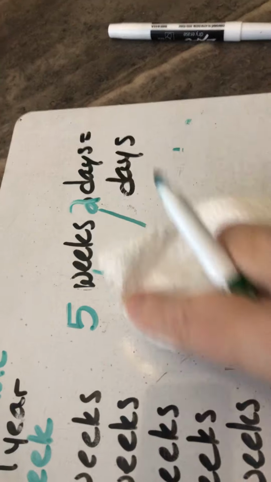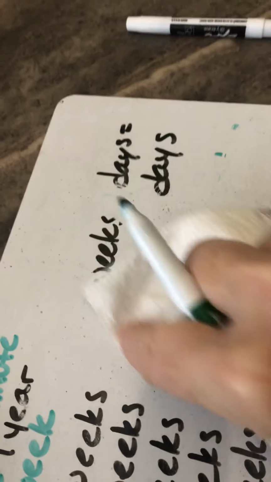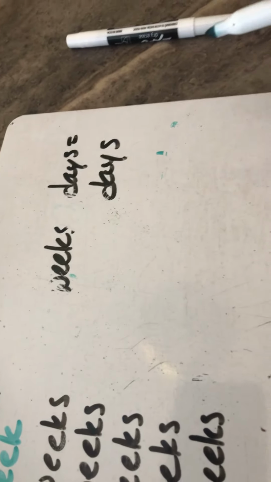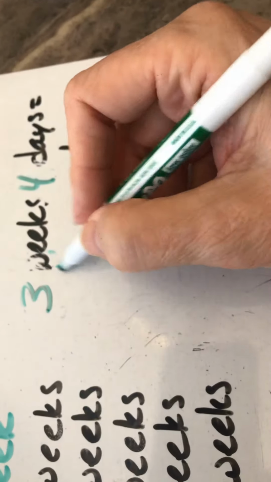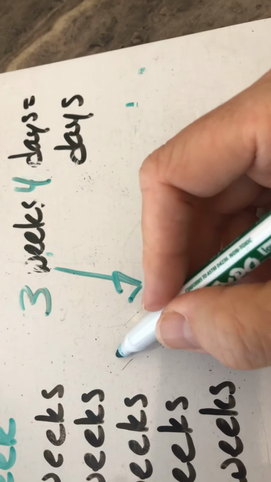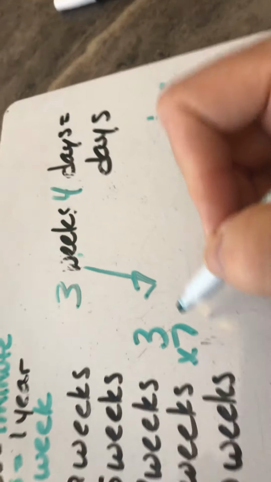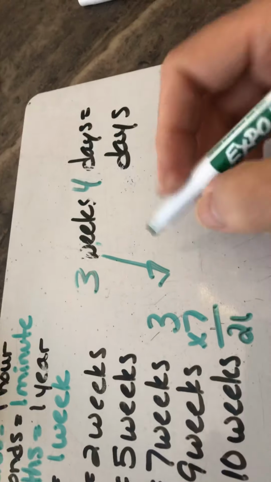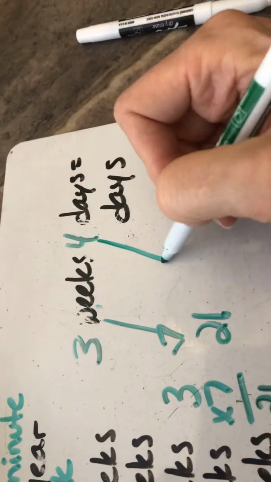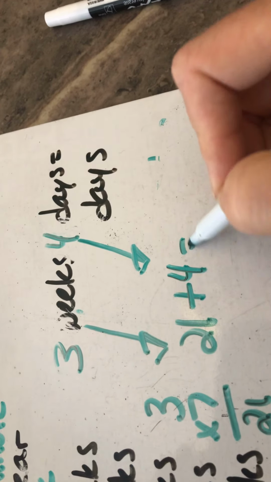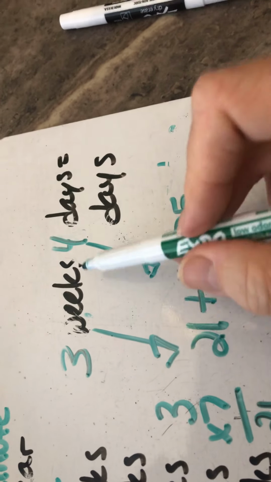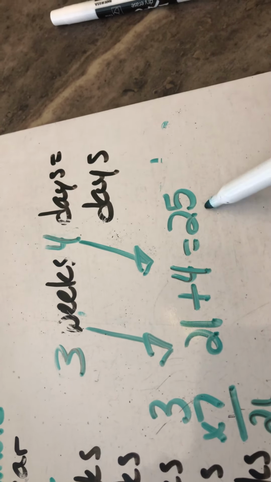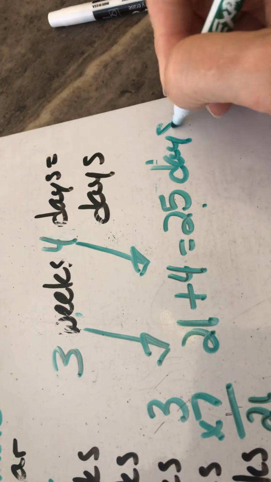One more. How about one more? Three weeks, 4 days. We didn't do 3 weeks, so I can't do that, but let's bring it down. We know that there are 3 weeks, 7 days in a week, 21, so that's 21 plus the 4 that's already there. 21 plus 4, 25 days. So 3 weeks and 4 days equals 25 days.